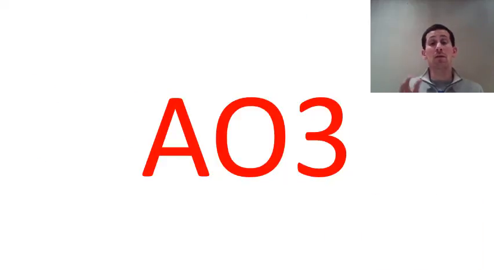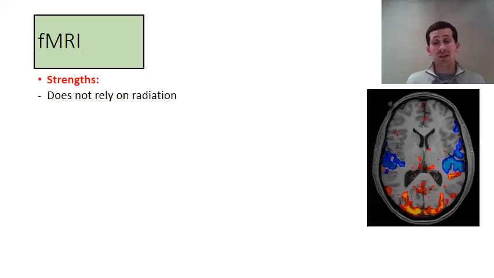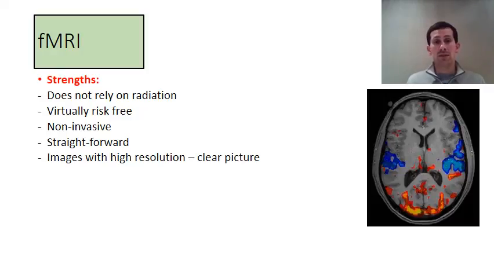Now we're going to look at the AO3 for each, the strengths and limitations of these 4 different ways of investigating the brain. The first one is fMRIs. The strength of it is that it doesn't rely on any radiation, so it is virtually a risk-free way of investigating the brain. You go into one of the big tubes, it uses magnetic fields, and you get that 3D image. It's also very non-invasive. You don't have to go into anyone's brain in order to actually get the image at all. That means overall it's a very straightforward method of measuring activity.